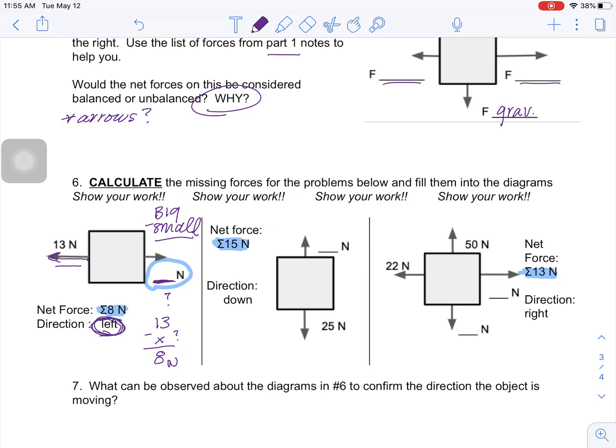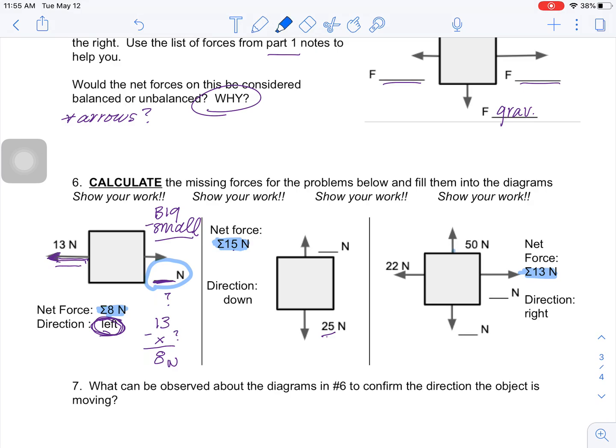I forgot to point out, I also have the clue here that says the direction is left. So that's, again, what I'm looking for with the arrow. So same deal, you've got a net force and one value. You've got to do your subtraction problem to figure out that missing force.